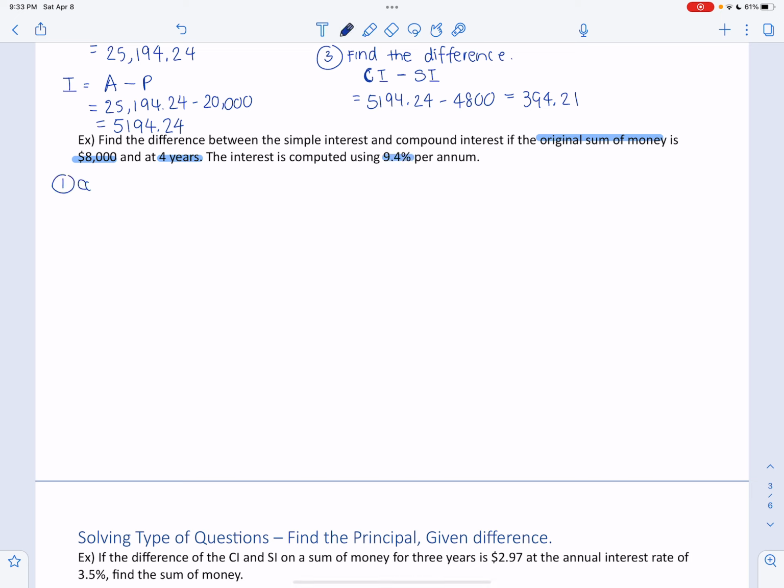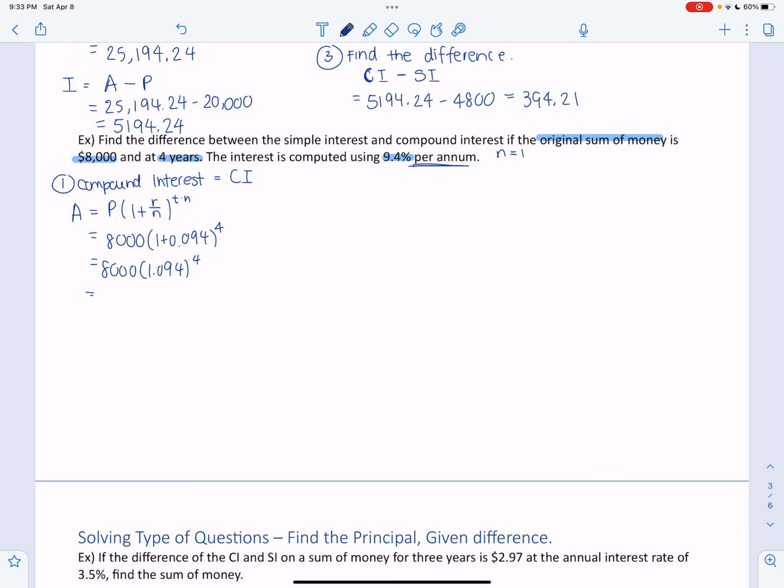Okay, so again, step 1, what is my compound interest? I'm just going to keep writing CI as a shortcut now. Again, accumulated amount, principal, (1 plus R over N) to the power of T times N. $8,000 principal, 1 plus 0.094. Since we are compounded annually, the compound period is just 1, so I don't need to do anything fancy. The time is 4 years, so $8,000 times 1.094 to the power of 4, which is 11,459.33. My interest amount is my accumulated amount minus principal.